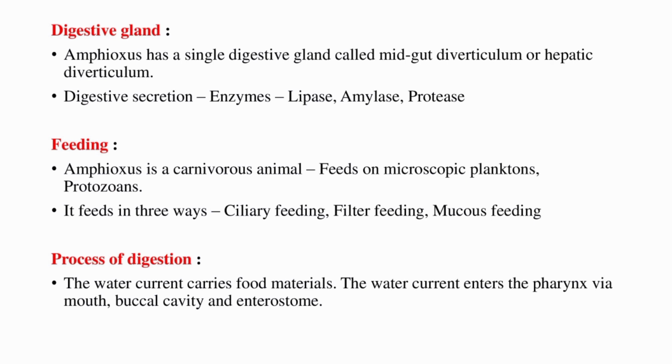Feeding habit. Amphioxus is a carnivorous animal. It feeds on microscopic planktons and protozoans. It feeds in three ways: ciliary feeding, filter feeding and mucus feeding. Next, the process of digestion. The water current carries food materials. The water current enters the pharynx via the mouth, buccal cavity and endostyle.